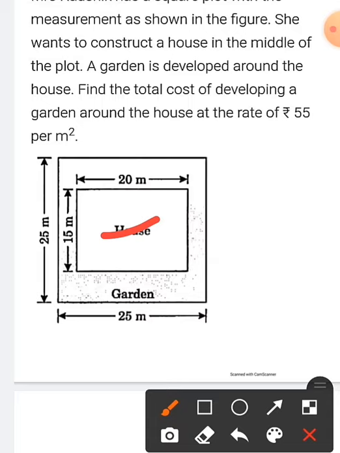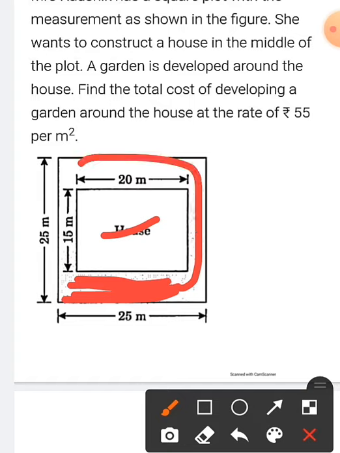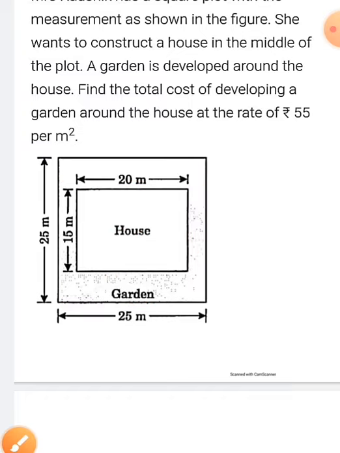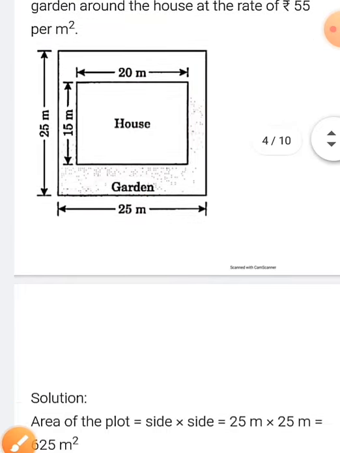then what we will get? We will get this remaining part, this remaining area, and we can get how much area this garden is going to take, and then we can find out the cost also. So let us see the solution part of this.